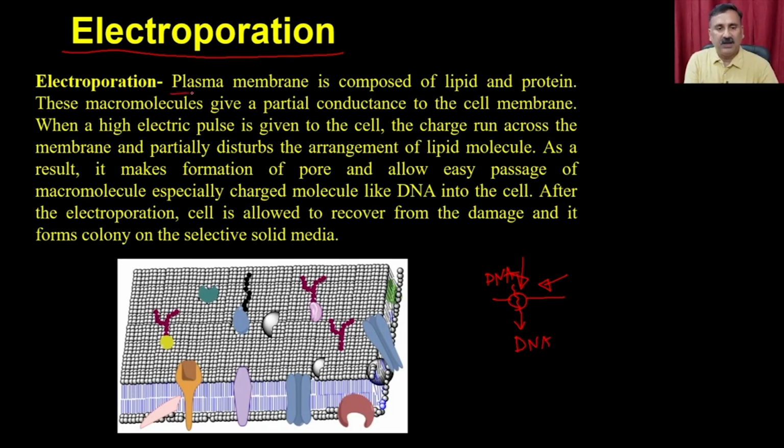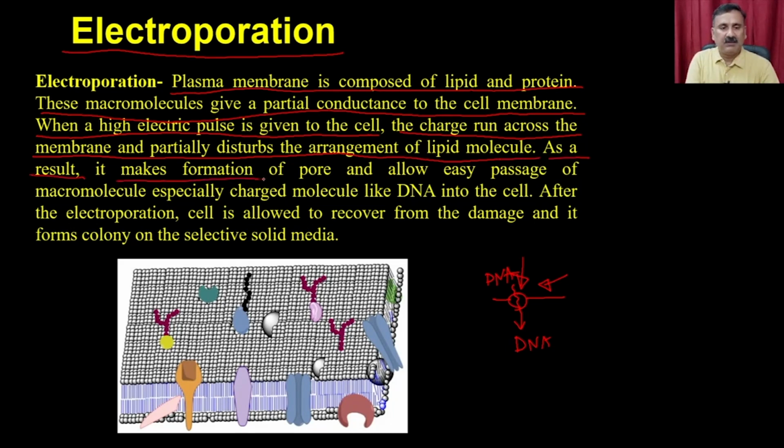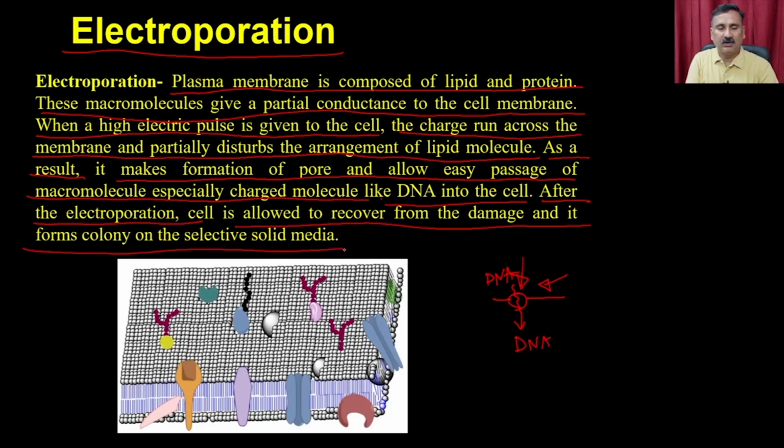The plasma membrane is composed of lipids and proteins. These macromolecules give a partial conductance to the cell membrane. So when a high electrical pulse is given to the cell, the charge runs across the membrane and partially disturbs the arrangement of the lipid molecules. As a result, pores form and allow easy passage of macromolecules, especially charged molecules like DNA, into the cell. After electroporation, the cell is allowed to recover from the damage and forms a colony on the selective solid media.